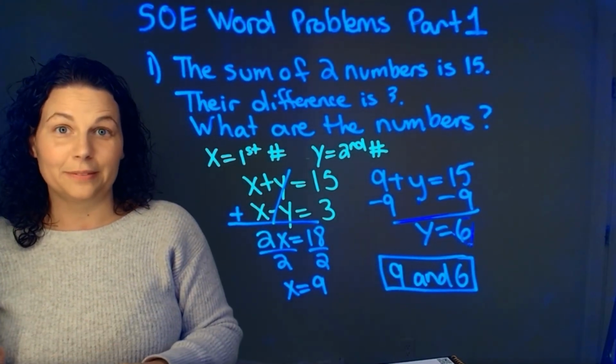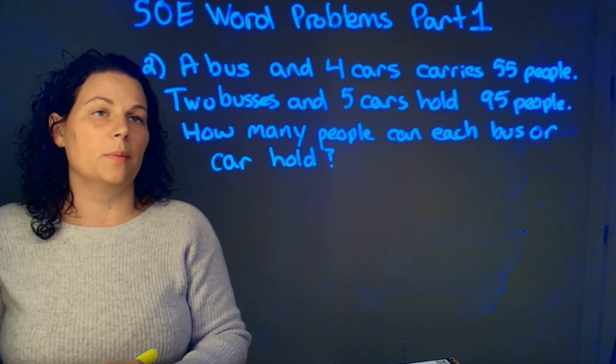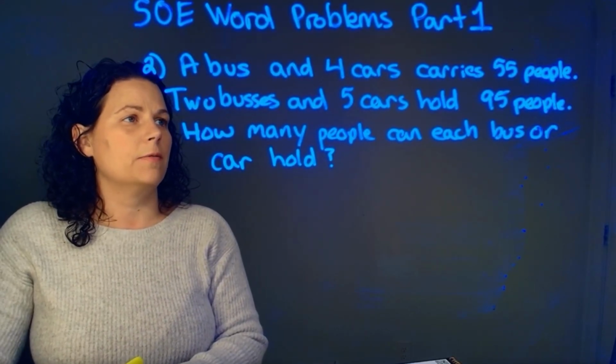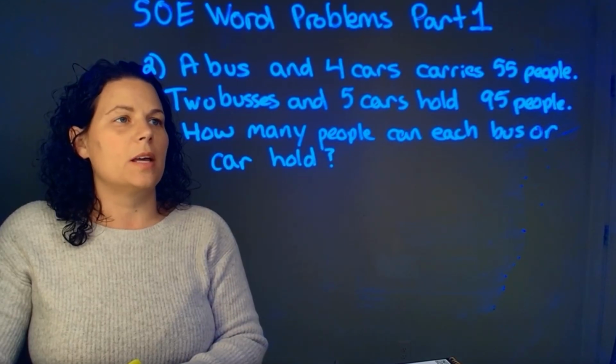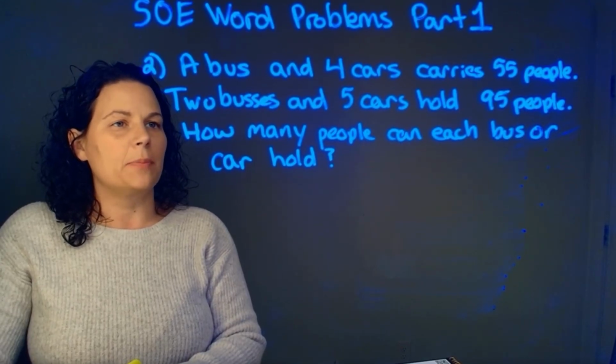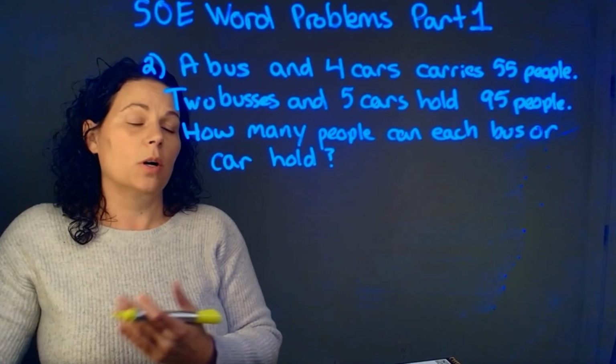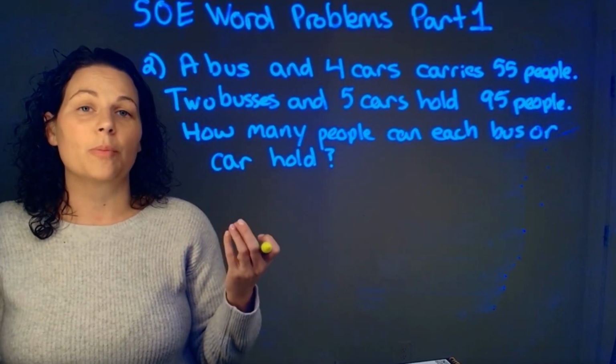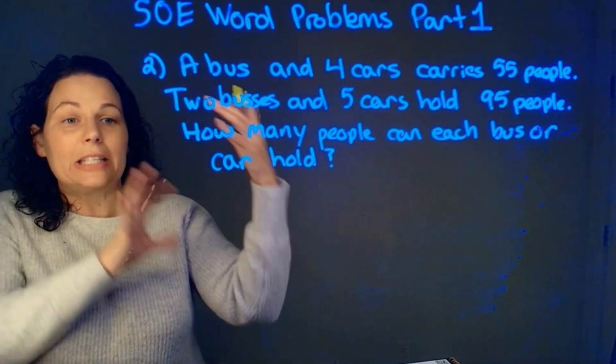All right, are you ready for another one? Okay, for this one, number 2. A bus and 4 cars carry 55 people. 2 buses and 5 cars hold 95 people. How many people can each bus or car hold? Okay, so we've got buses and cars, and we're trying to figure out how many people each bus can hold and each car can hold.